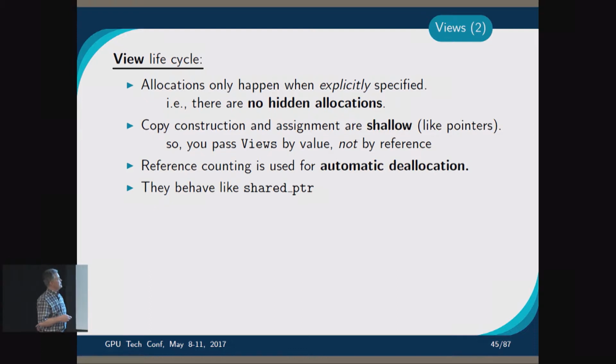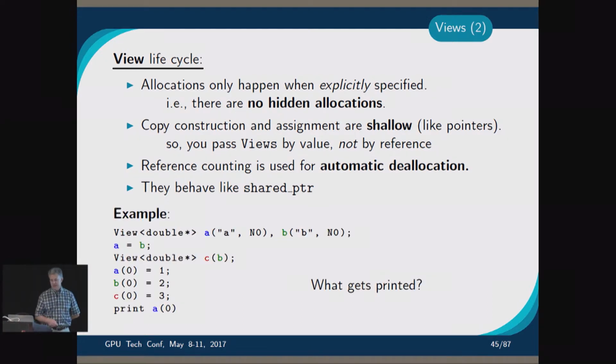Copy construction and assignment are shallow. So if you say one view equals another view, that's just saying one pointer equals another pointer for all intents and purposes. So you can pass views by value. You can capture them in your lambda by value and safely pass them down to a GPU, and everything works fine. And if you're familiar with the C++11 shared pointer, they behave the same way. What I mean about shared pointer is shared ownership semantics. If you're familiar with those, okay.